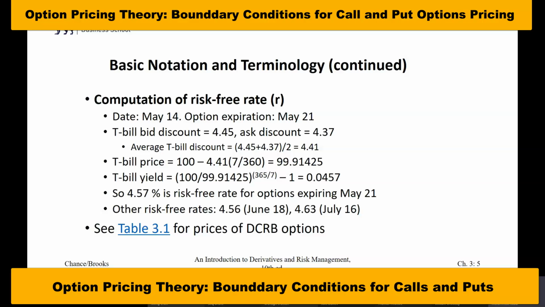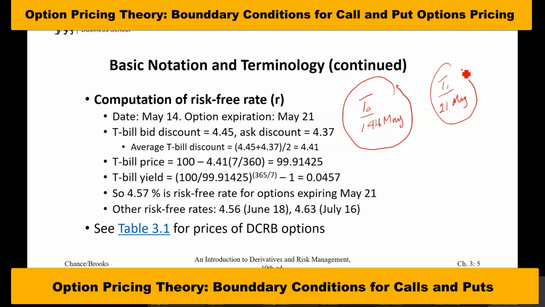However, the one that we are using here is based on the T-bills discount rate. So let's suppose we have a time period T0 today, and then we have T1, which is the expiration of the option. Let's suppose today is 14th of May, and we want to purchase an option that will expire in 7 days, that is 21st May. So there are 7 days to expiration. We want to purchase an option today that will expire in 7 days.